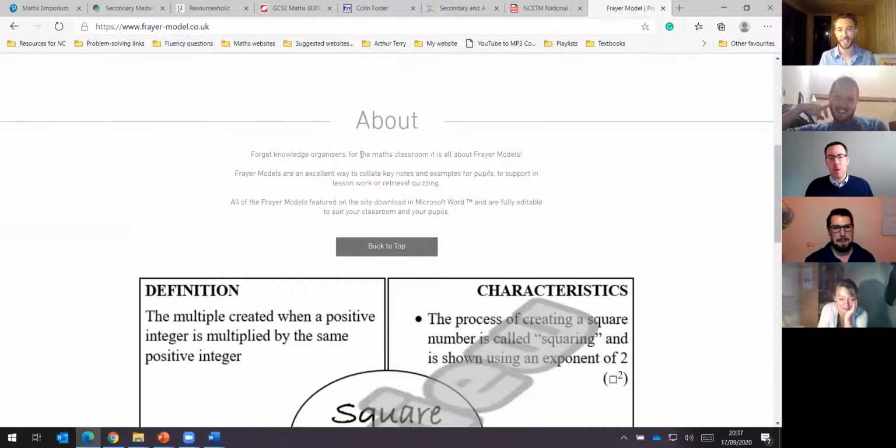And for the maths world, it's all about Frayer models because of the depth and conceptual understanding. And bearing in mind that the knowledge organiser, if that was enough, we wouldn't bother teaching. If that was the page, here you go, that's all you need, we wouldn't bother teaching. So yeah, I'll challenge you a little bit, but I get your point.